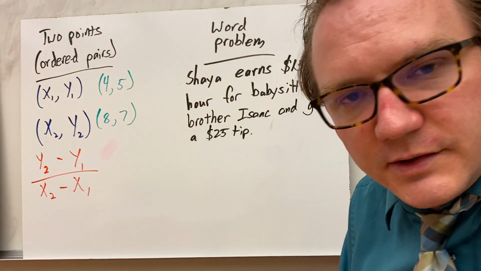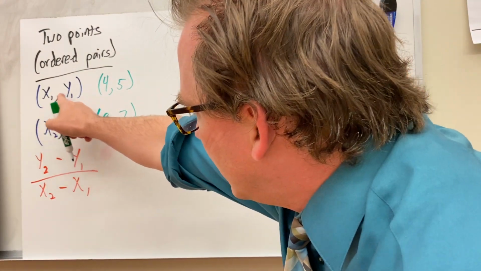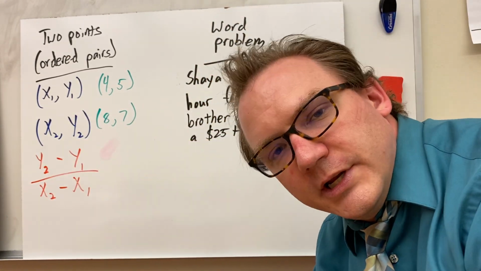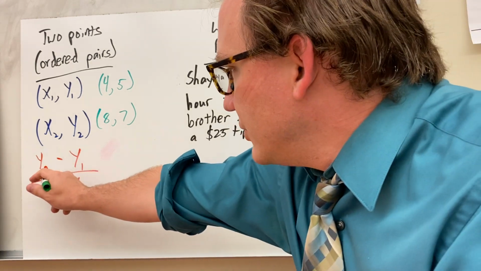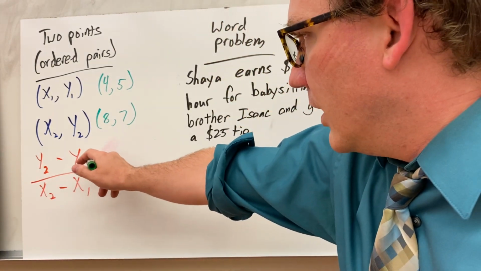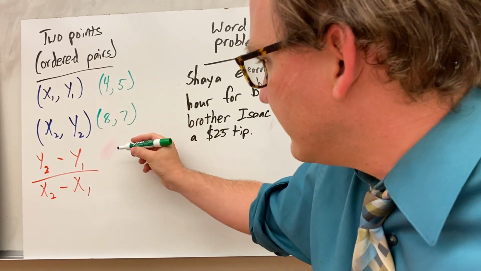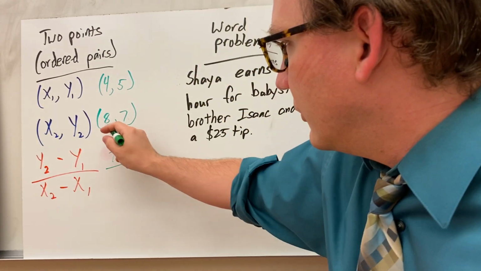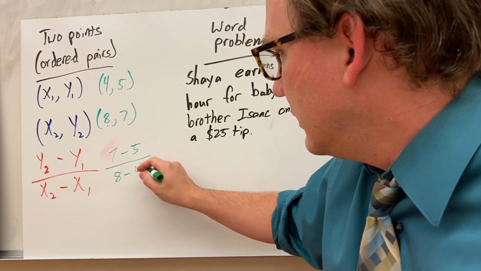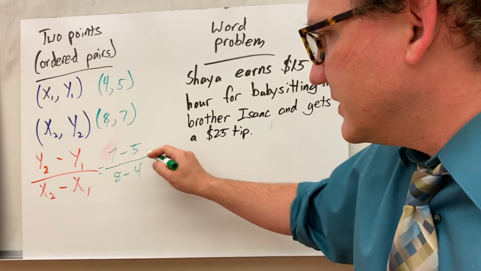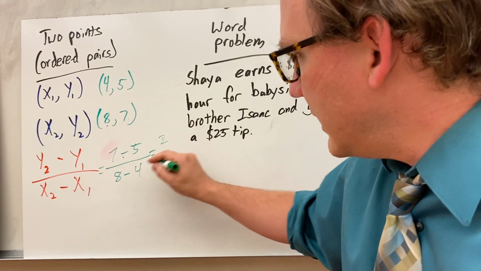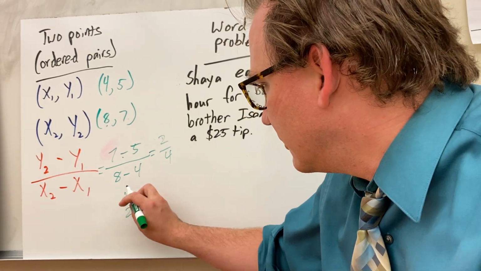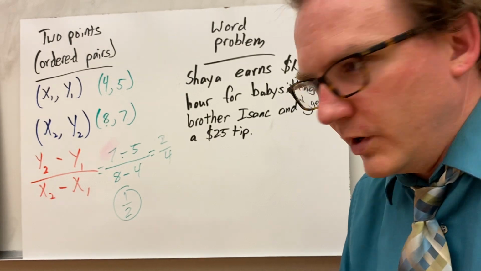If I have ordered pairs, there's a formula where you have x sub 1 and y sub 1 as one ordered pair. The second ordered pair is x sub 2 and y sub 2. So you have two coordinates from a graph. You can do y2 minus y1. So in this case, I would do 7 minus 5, all over x2 minus x1, which would be 8 minus 4. Once I set this up, I simply need to subtract. 7 minus 5 is 2, 8 minus 4 is 4, 2/4 is my slope, which could be simplified to 1/2. So my slope for these ordered pairs is 1/2.